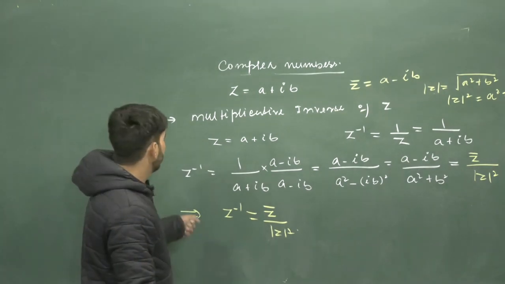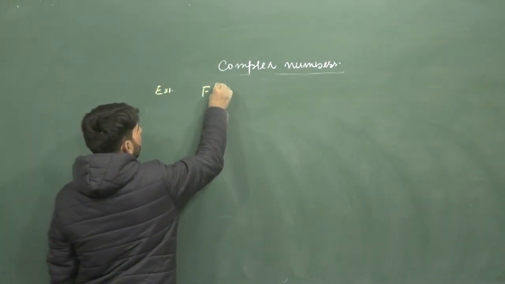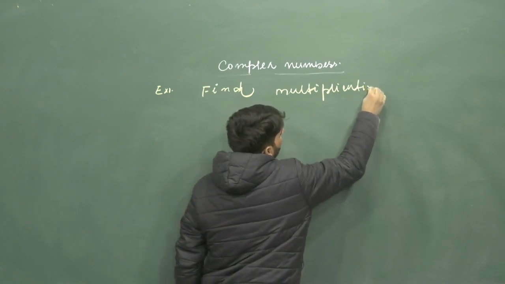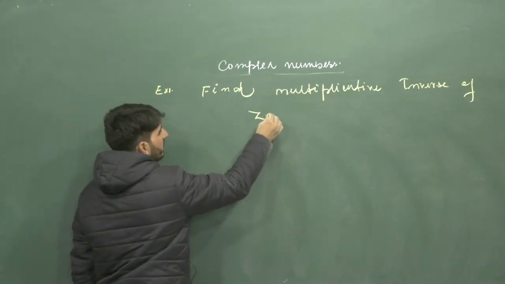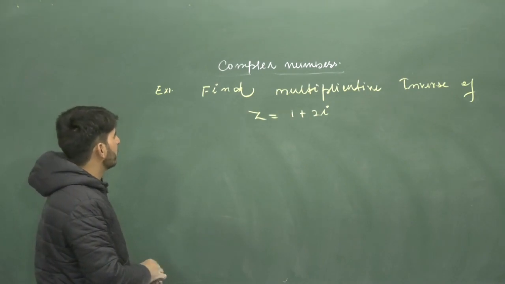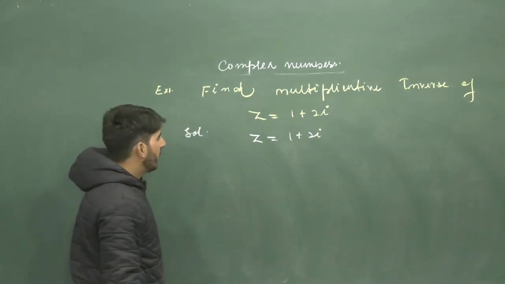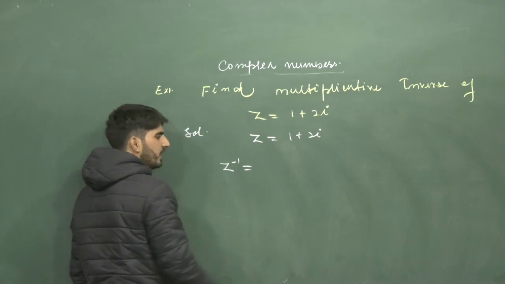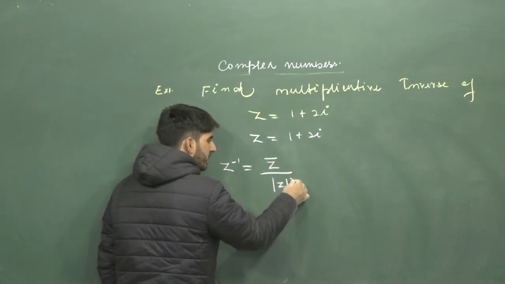Let's do some examples related to the same concept. Let's take example number one. Find the multiplicative inverse of the complex number z equal to 1 plus 2i. We have to find the multiplicative inverse of this complex number. The given complex number is z equal to 1 plus 2i, and we know that the multiplicative inverse of any complex number is denoted by z power minus 1. So put here the direct formula, z inverse is equal to z conjugate divided by mod z square.